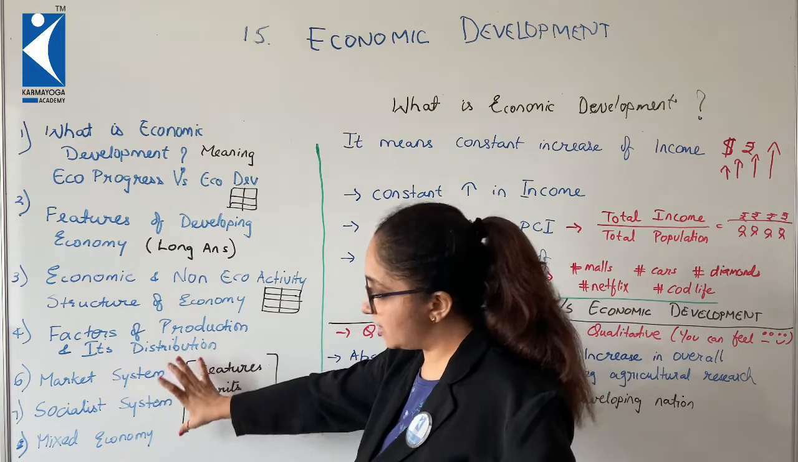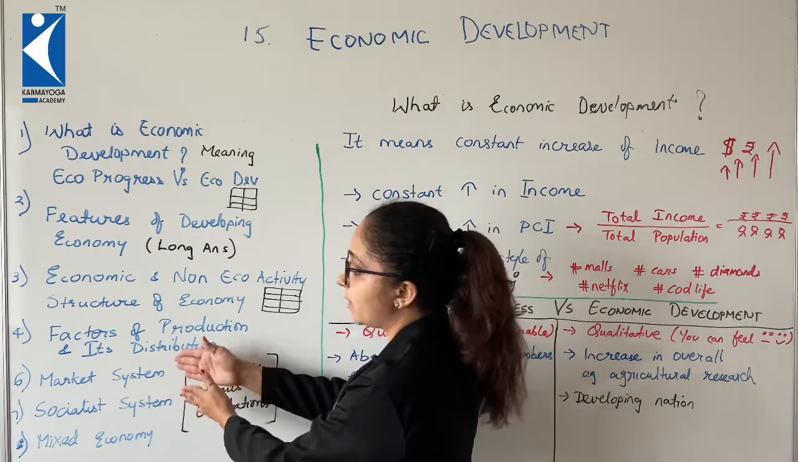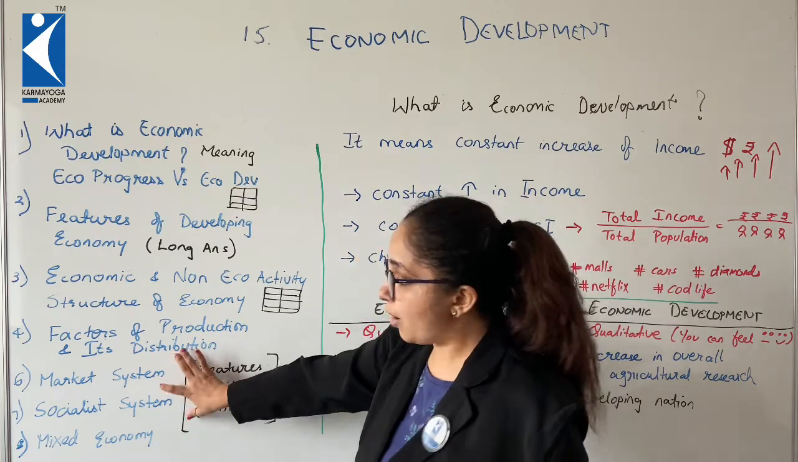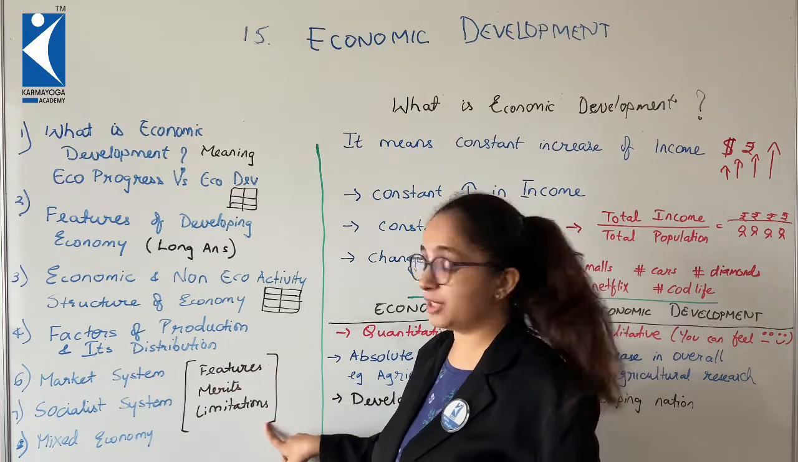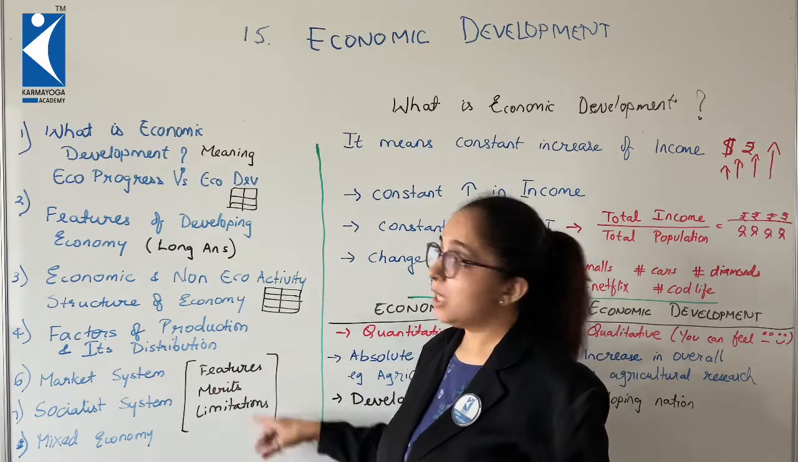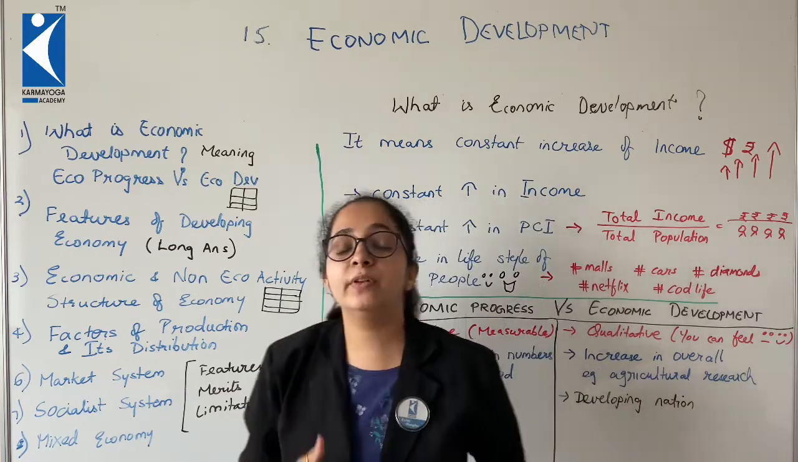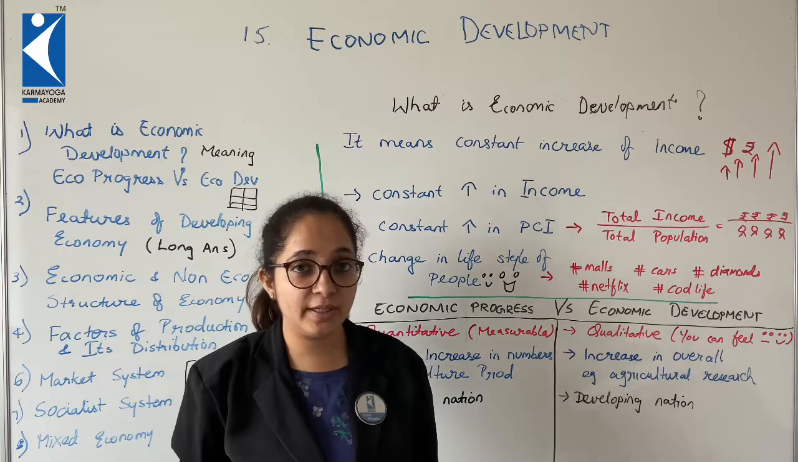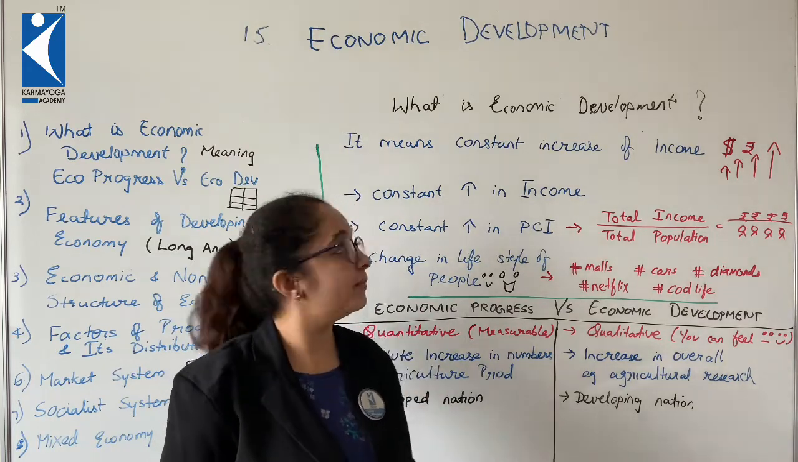And then we have this trio, which is actually a combo. It's market system, socialist system and mixed economy. What they are, you have to learn their features, merits and limitations. So this is the outline of the lesson, students. Now we will be venturing to its actual heart. We will be venturing into what it is all about, one by one, of course.